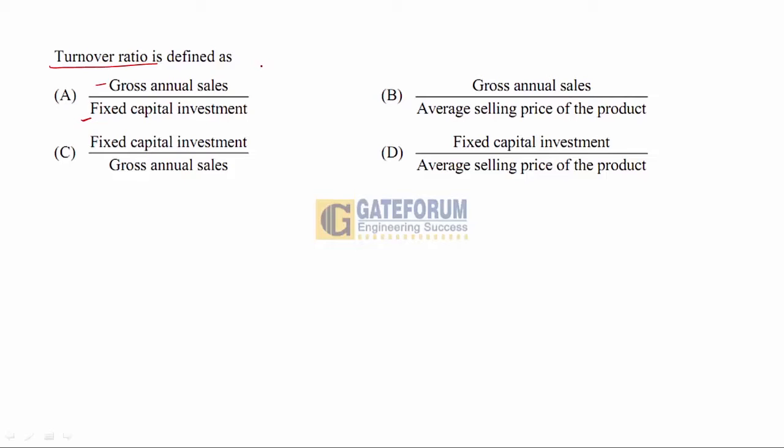also. Actually, when the question is easy, students directly just guess the option and they tend to make mistakes. But please be careful when the question is easy. So the correct option for this question is this one. Turnover ratio is gross annual sales upon fixed capital investment.